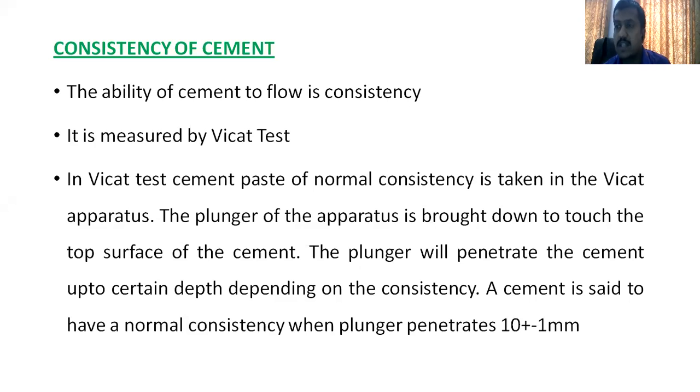Consistency, or standard consistency, of cement is nothing but the amount of water that is required by that cement to have a good workable paste. And that amount of water we are going to determine. How? By conducting an experiment, which we call the standard consistency of cement. That means we are going to determine the actual percentage or quantity of water that is required to make a good workable cement paste.